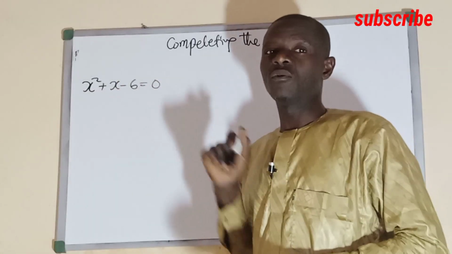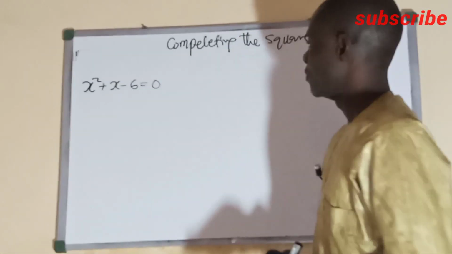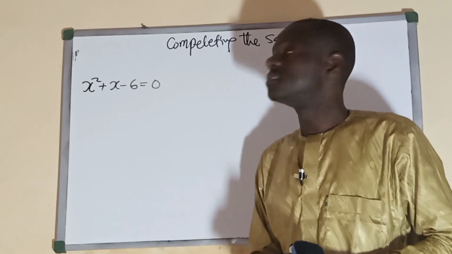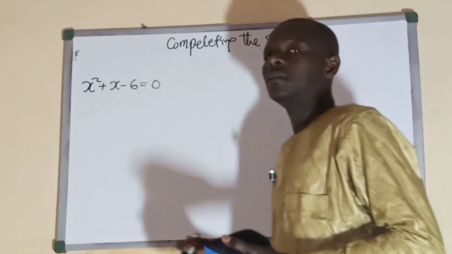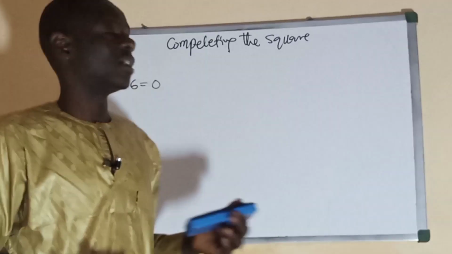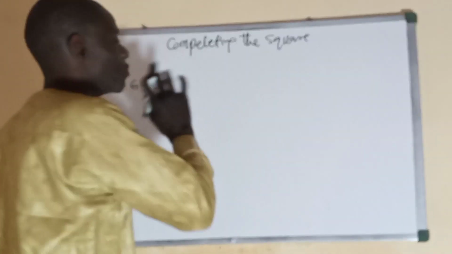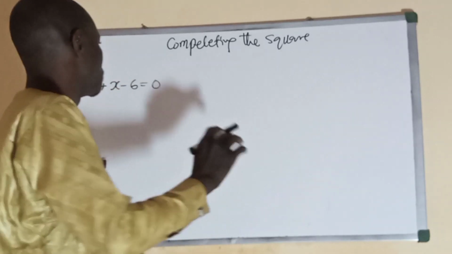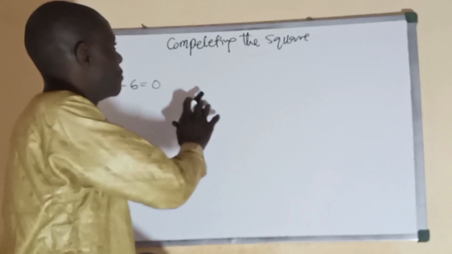Today, we are going to see the completing the square method. If you remember, in our last lesson, we saw the factorization method, and we also derived the quadratic formula using the completing the square method. So, to perform this method, we have to make some considerations.